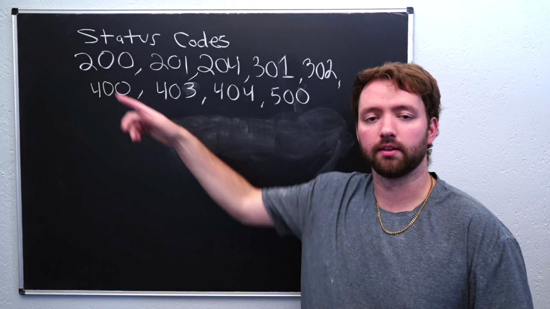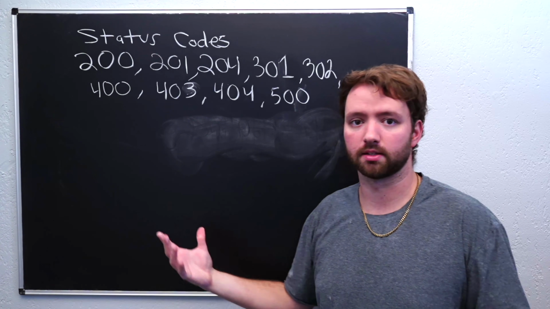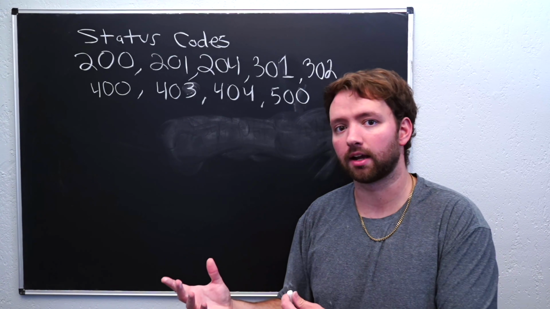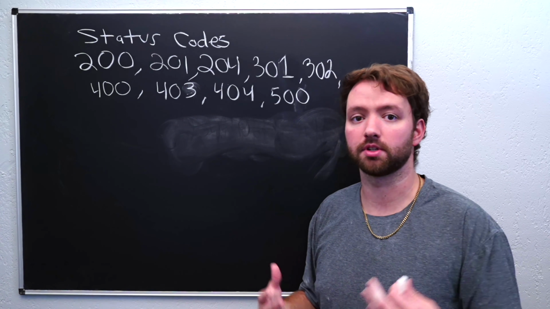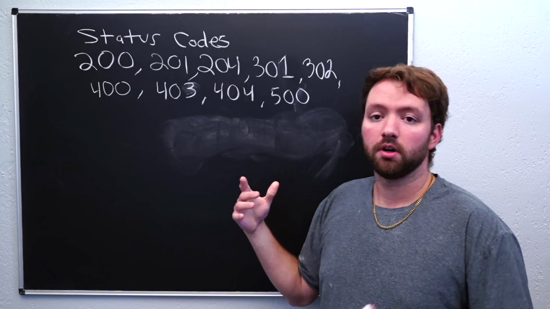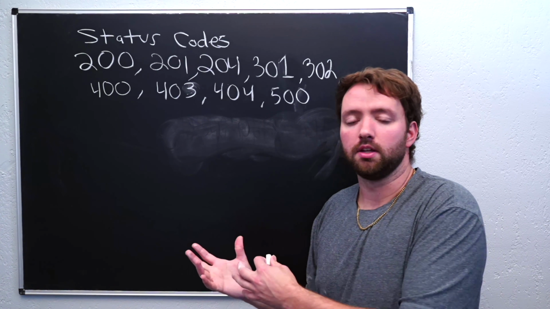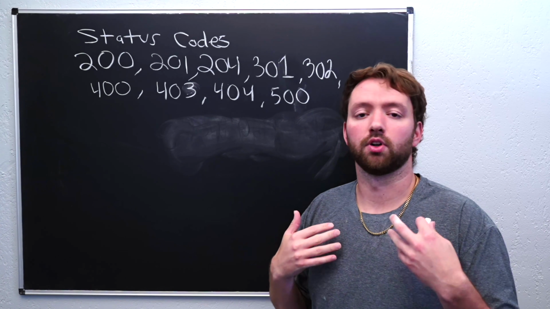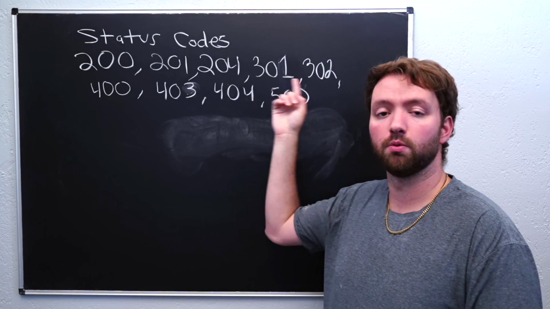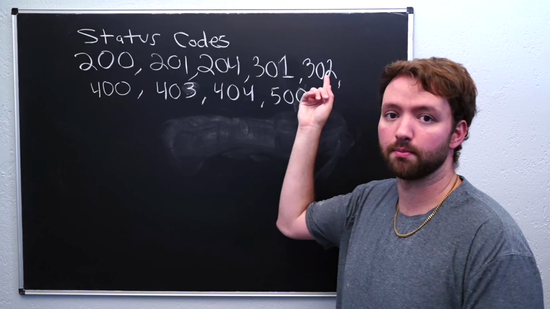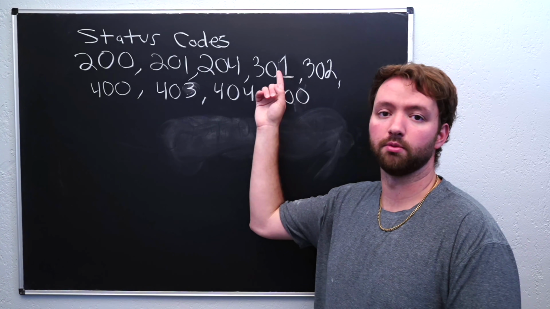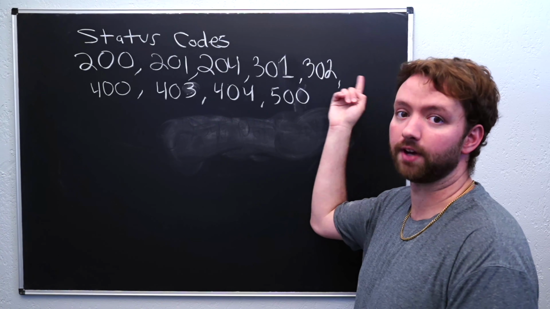200 is okay. That means everything worked as expected. You'll likely get some data back. 201 created usually means you're creating some new resource and it was successful. 204, no content. This basically means it was a success, but the server has nothing to give back to you. 301 and 302, these are two types of redirects, a permanent redirect and a temporary redirect. So this is 301 moved permanently, and then 302 found.